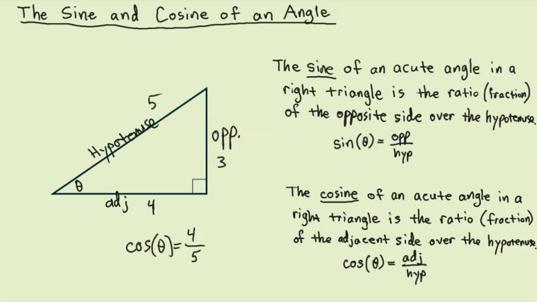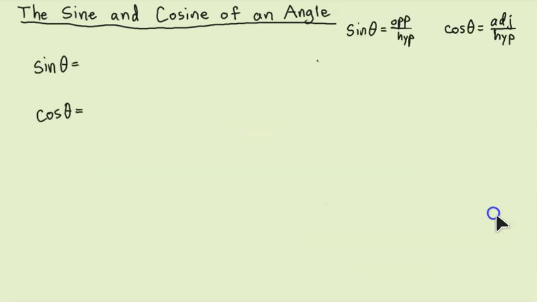Let's do some examples. I'm going to show you a triangle with 3 sides and the measures of all 3 sides. We're going to pick one of the angles to be theta, and identify the sine of theta and the cosine of theta. We're going to use the formulas: sine of theta is opposite over hypotenuse, and cosine of theta is adjacent over hypotenuse. That's all we're going to do.